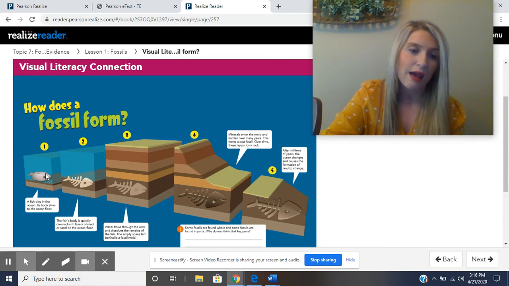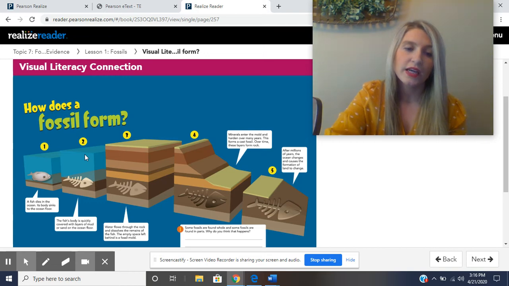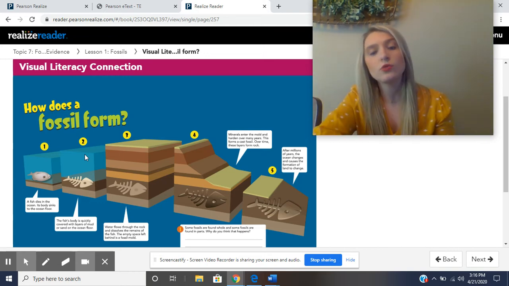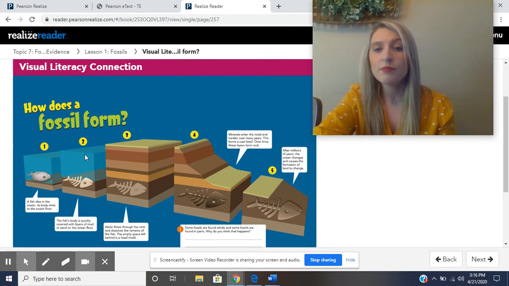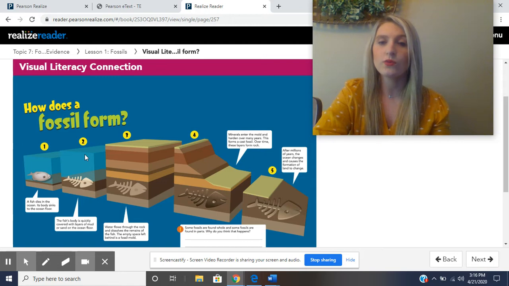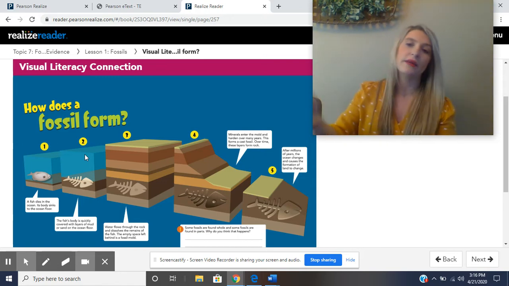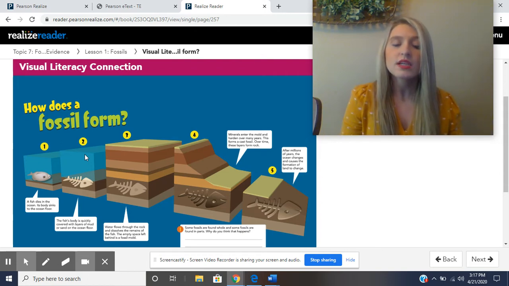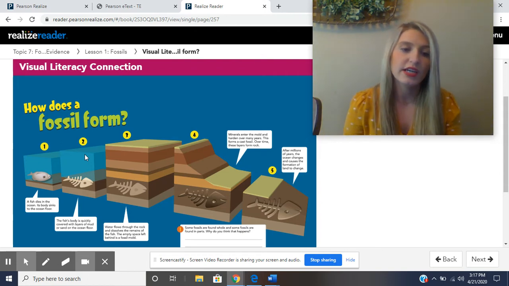And then after that happens, number 2 says the fish's body is quickly covered with layers of mud or sand on the ocean floor. So think about when you're sitting at the edge of the water, even at the lake, but mostly at the beach, and the water keeps coming up, the sand starts to fill in around you. It starts to go around your body. And so that's what happens to that fish there.